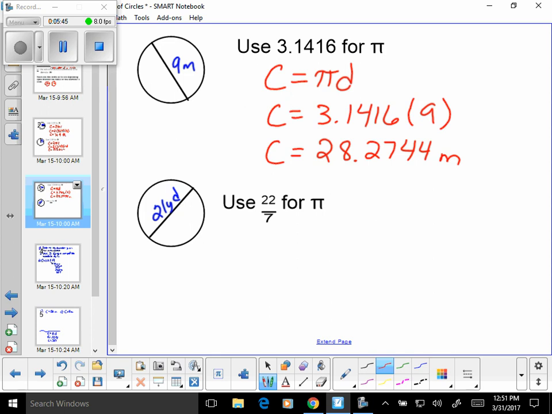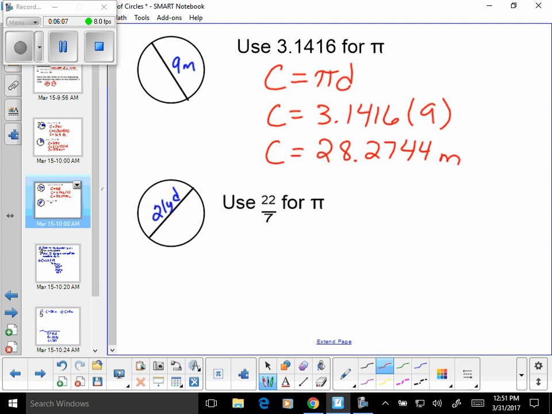Okay, so now you know why it's sometimes important for us to know what we're supposed to use for pi, or to be very careful in the directions to make sure that we round off to the place value we're supposed to. One of the other things we can use for pi is 22/7. And there will be times when this is required. They will tell you to do it.